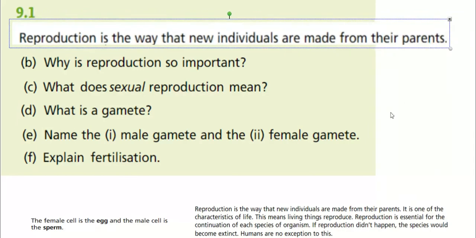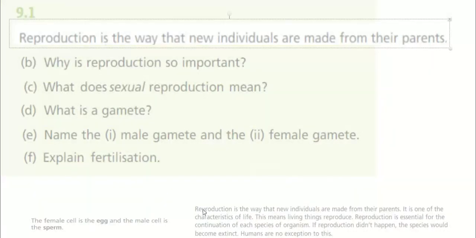Well, reproduction is essential for the continuation of each species of an organism. If reproduction didn't happen, the species would become extinct. So that's the answer to the next one. I'll just copy and paste that up as well, so we can see it here.